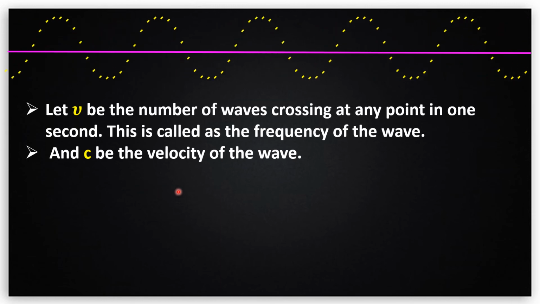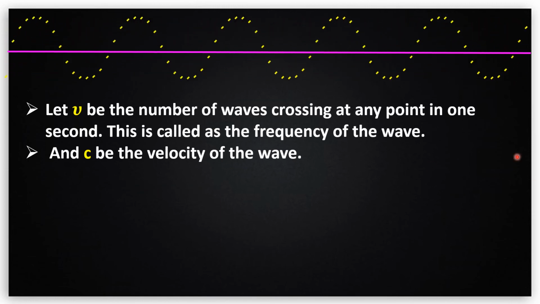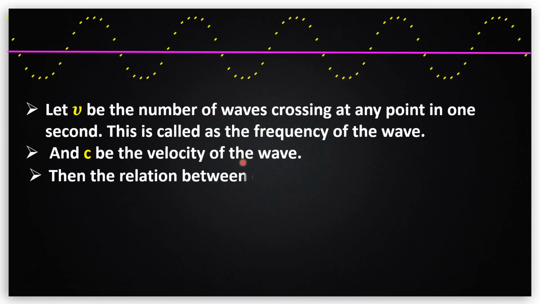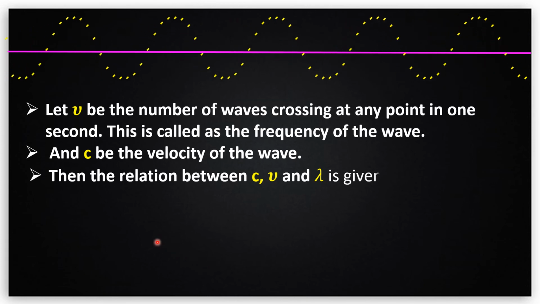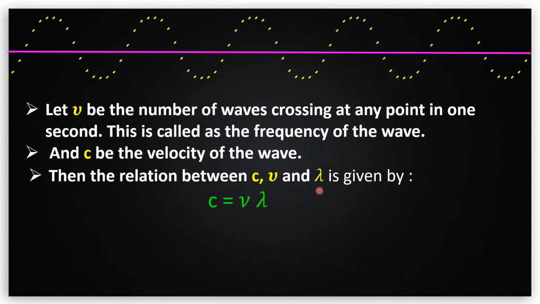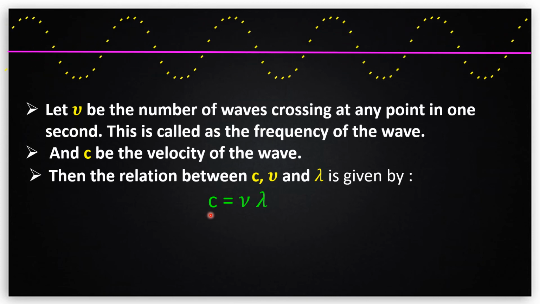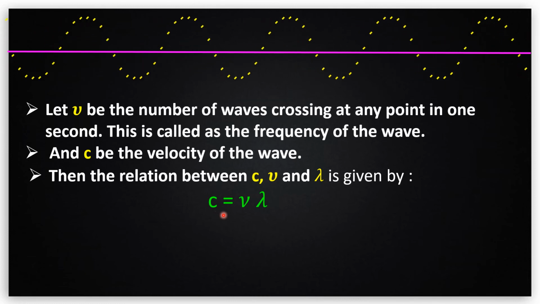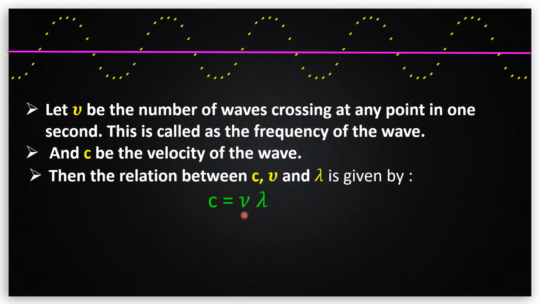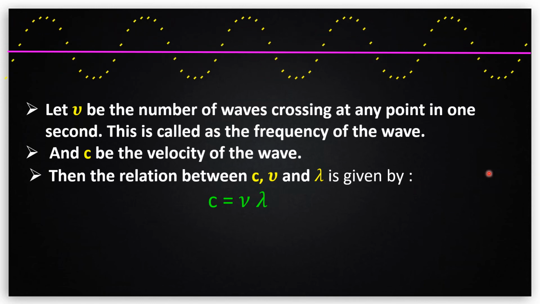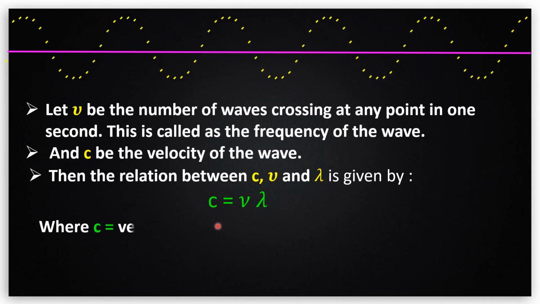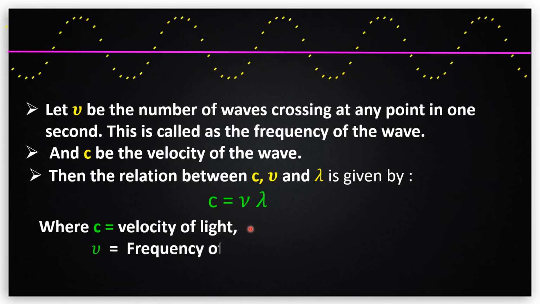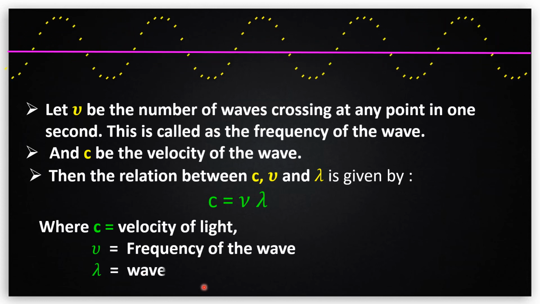And there is a relation between these three quantities. That is the universal relation that holds for all kinds of waves. The relation between c, nu and lambda is given by c equal to nu lambda. That is, velocity of the wave is equal to frequency times wavelength. Isn't it? So in this relation, c is the velocity, nu is the frequency of the wave, and lambda is the wavelength.